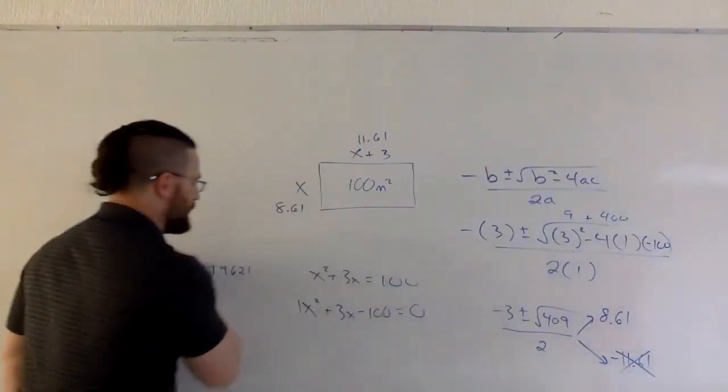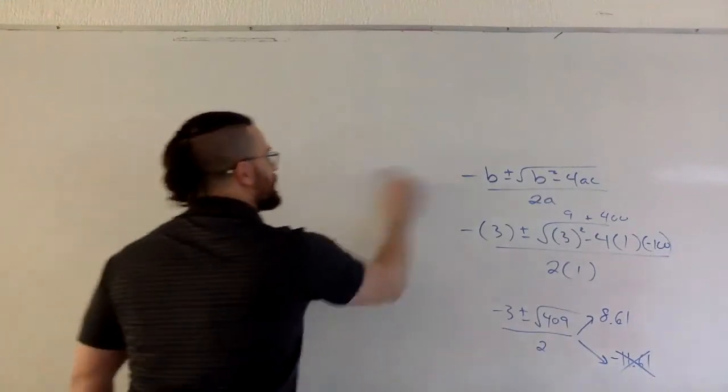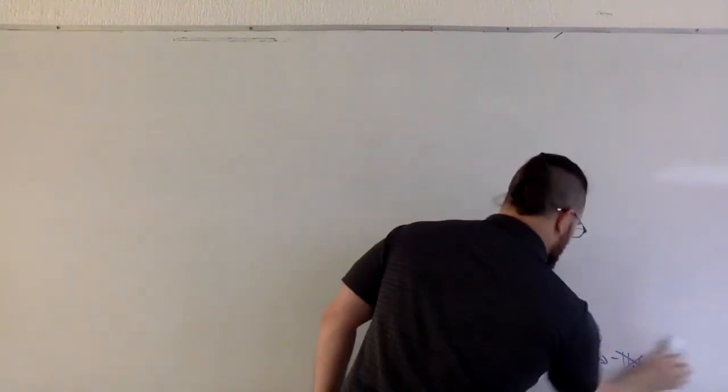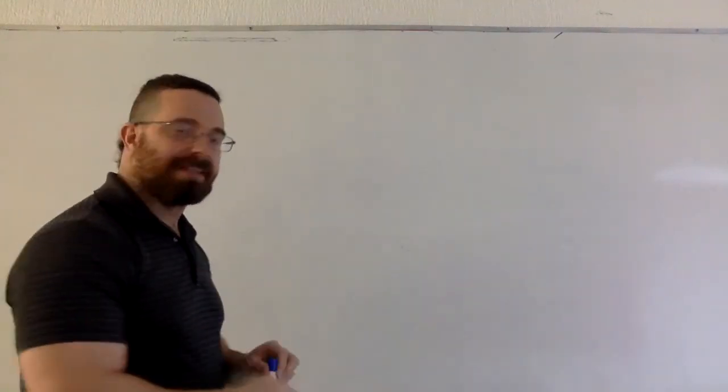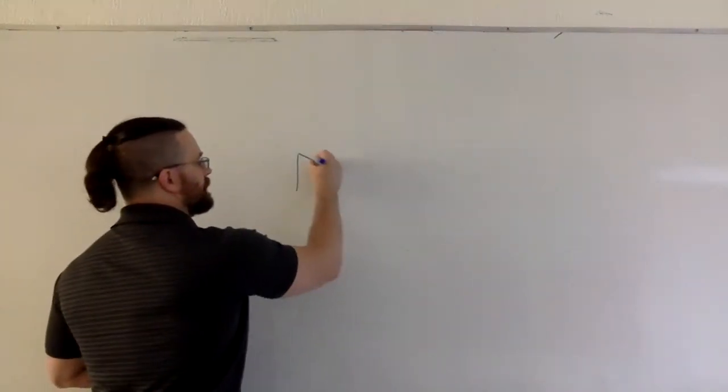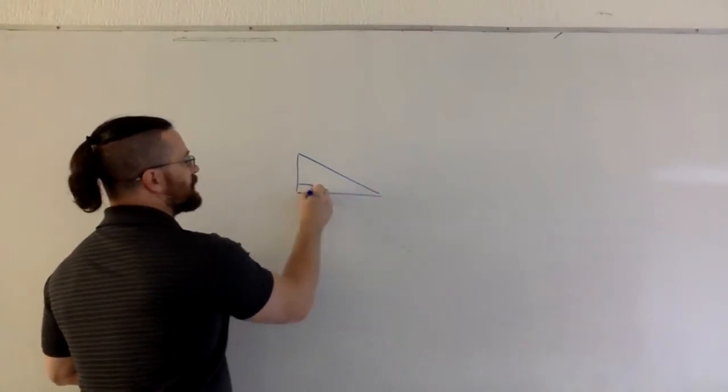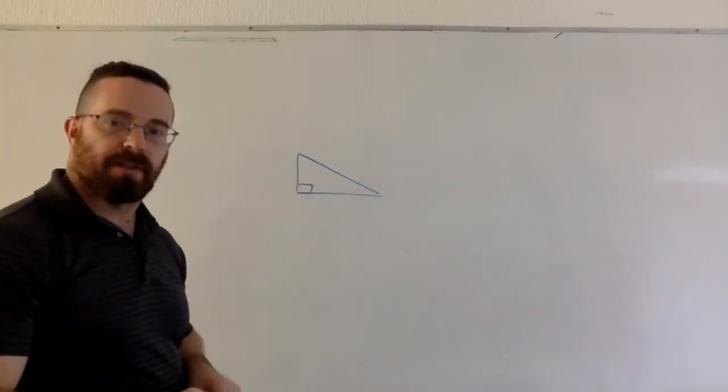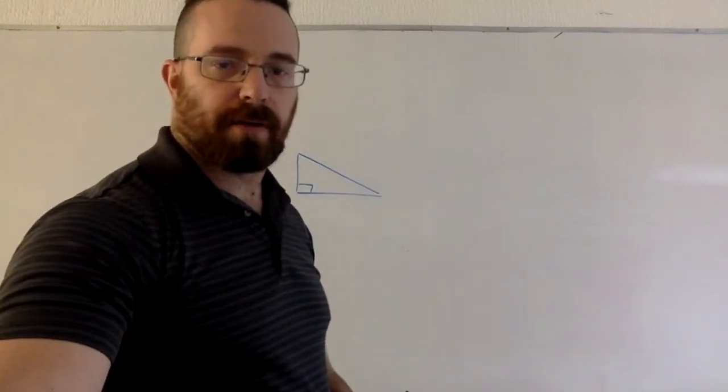All right, so let's take a look then at Pythagorean's theorem. Now, one thing to note with Pythagorean's theorem: it only works with right triangles. So as long as it's a right triangle, Pythagorean's theorem will work.